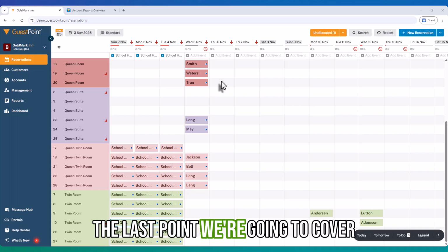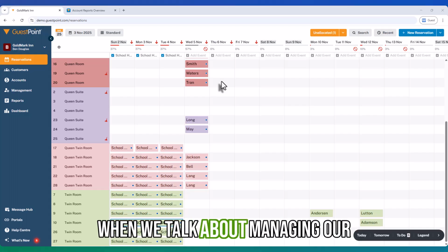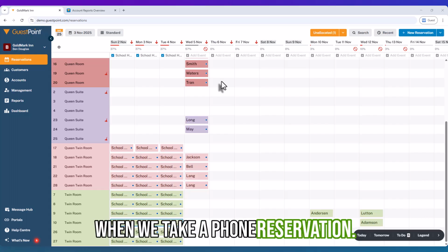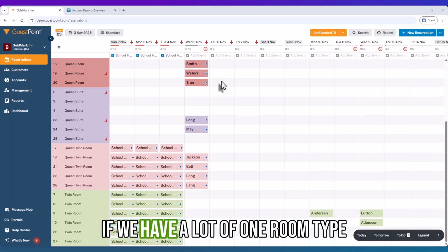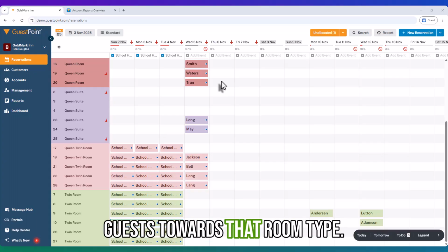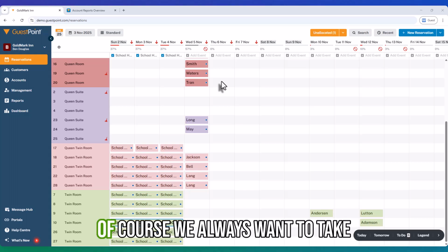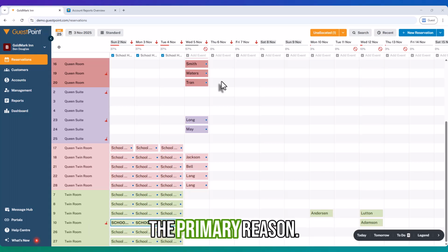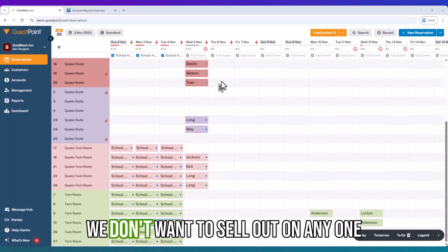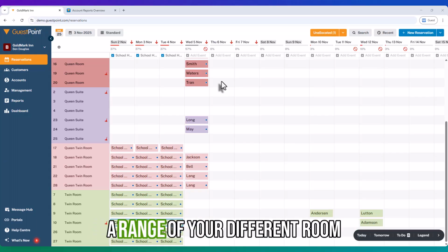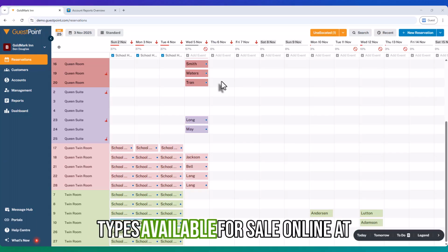The last point we're going to cover when we talk about managing our room inventory is when we take a phone reservation. If we have a lot of one room type available, we want to push the guest towards that room type. Of course, we always want to take into account their requirements as the primary reason. We don't want to sell out on any one room type.